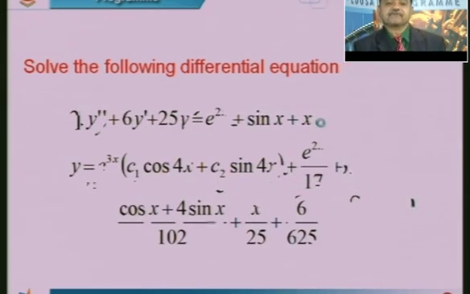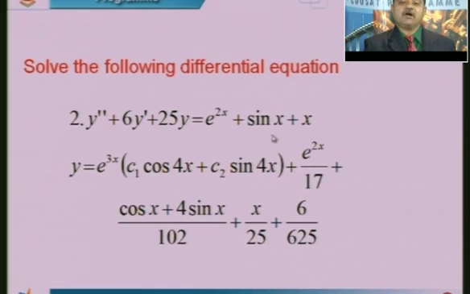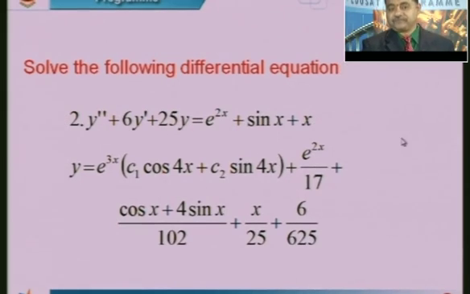Same way you can see here, consisting of all the 3, e power x, 2x, sin x and x. There is a CF, for e power 2x this is a PI, for sin x this is a PI, for x this is a PI, division process. All the 3 types are put together.